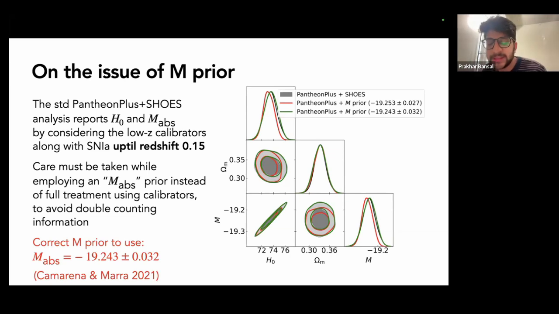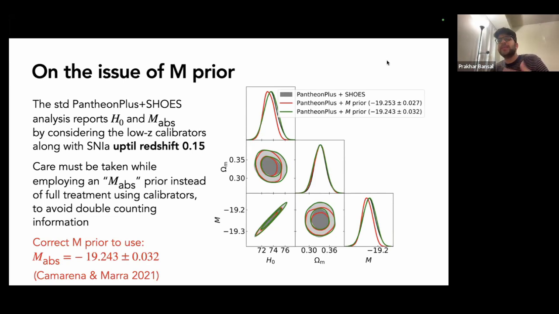You can do that, but there is some care which needs to be taken. Typically, they use this M prior, this number, -19.253 plus or minus 0.027. The uncertainty on that number is derived from the Pantheon plus SH0ES analysis. They consider low z calibrators along with supernovae up to redshift 0.15. They truncate it at 0.15 because they don't want to mess up the high z cosmology. But at the same time, you need some supernovae to build up a significance good enough to shorten the error bars on H0, and consequently you get a measurement of M.